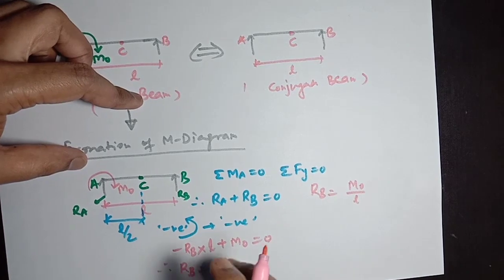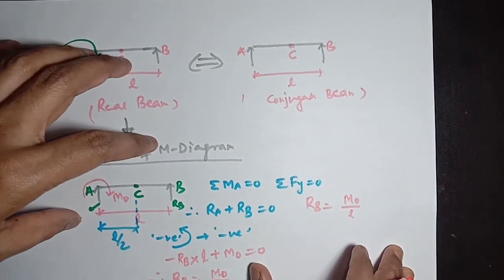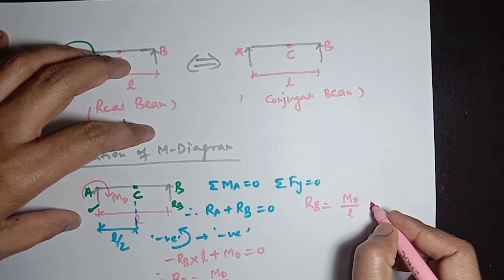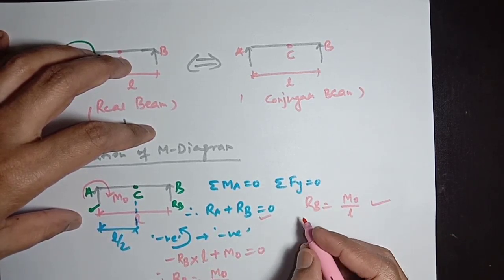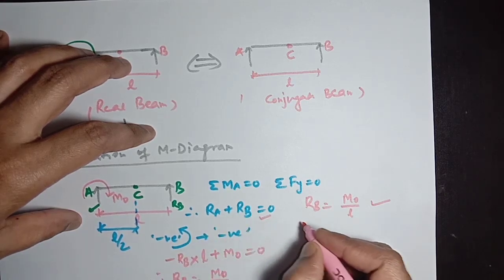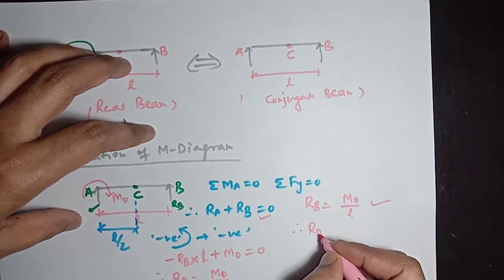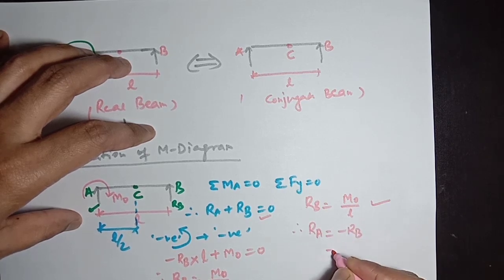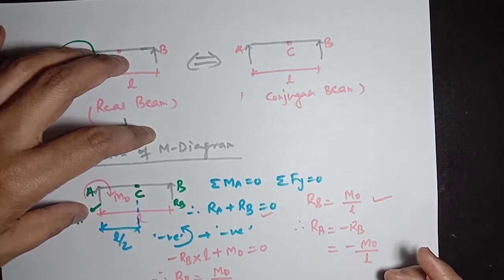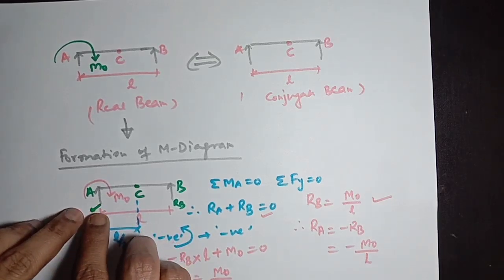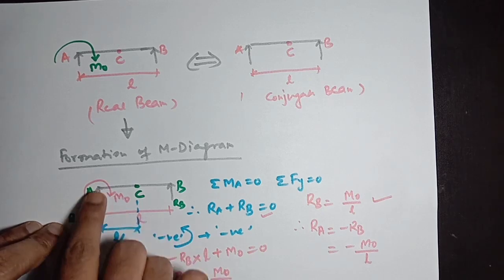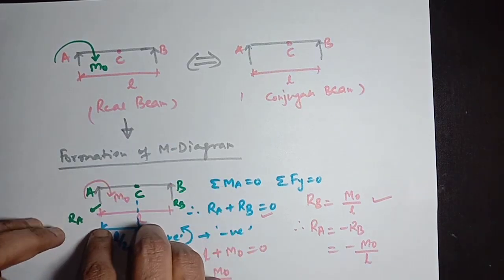This is the reaction at B, M0 divided by L. Now as per the equation RA plus RB equal to 0, RA equals minus RB. Therefore RA will be minus M0 divided by L. As you see here, the reaction RA is negative. As per our assumptions, we had taken the reaction in the upward direction, so it will actually be in the downward direction.